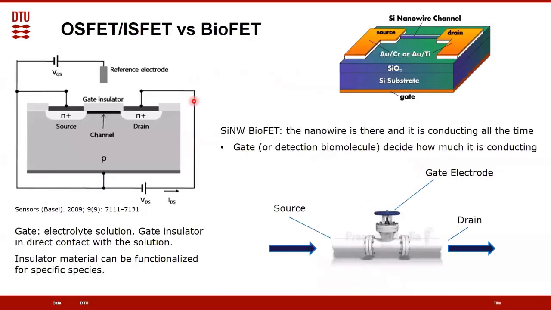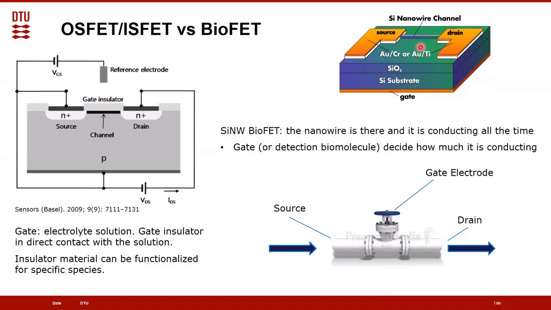Now, the concept of the biological field effect transistor comes from the original transistors, the MOSFETs, and also the ISFETs, so ion-sensitive field effect transistors. In the original transistor, we have a p-type silicon and highly doped contacts, and if we apply the correct voltage on the gate, then a semiconducting channel will open from the source to the drain. If you have the gate insulator in direct contact with the solution, and you functionalize the surface of the gate, then you can detect specific species in the electrolyte with this system.